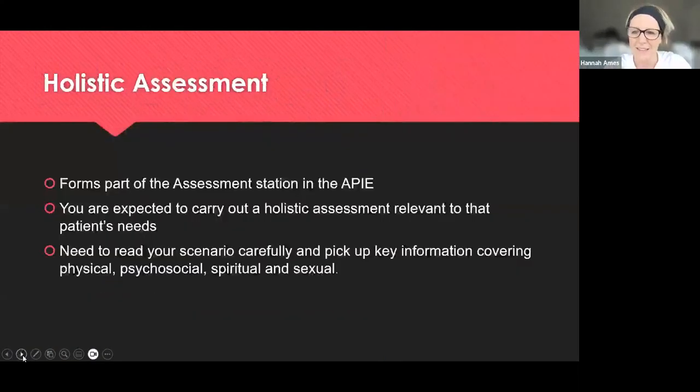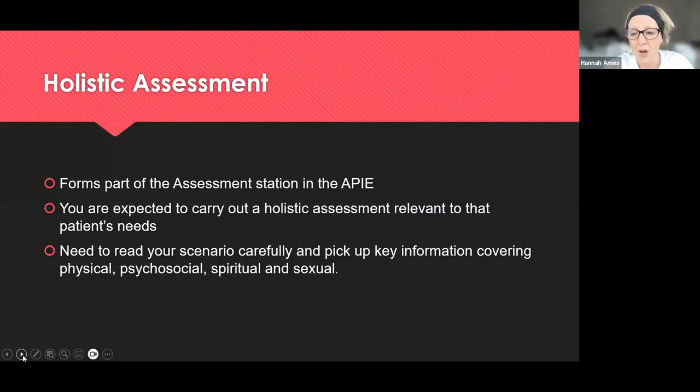So, holistic assessment forms part of your assessment station in your OSCE. If you look at the assessment marking criteria, you'll see down at the bottom it says something like conducts a holistic assessment relevant to the patient's needs. And so you are expected to carry out a holistic assessment, which is relevant to your patient scenario. What you need to do is read your scenario briefing and background really carefully and pick up key information which covers the physical, psychosocial, spiritual and sexual needs of the patient.